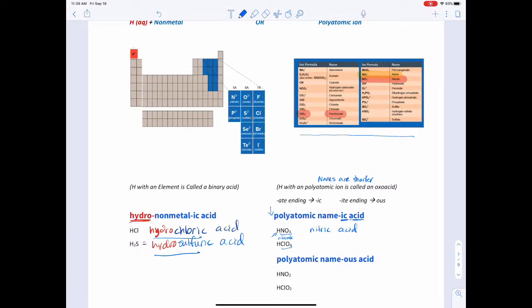Look at the periodic chart. ClO4 is perchlorate. And since it ends in ATE, it becomes an ic, perchloric acid. If you look at the periodic chart and the name ends in ITE, like nitrite, you add an OUS to the acid, nitrous acid. Look right here, this is chlorite, so it becomes chlorous acid.